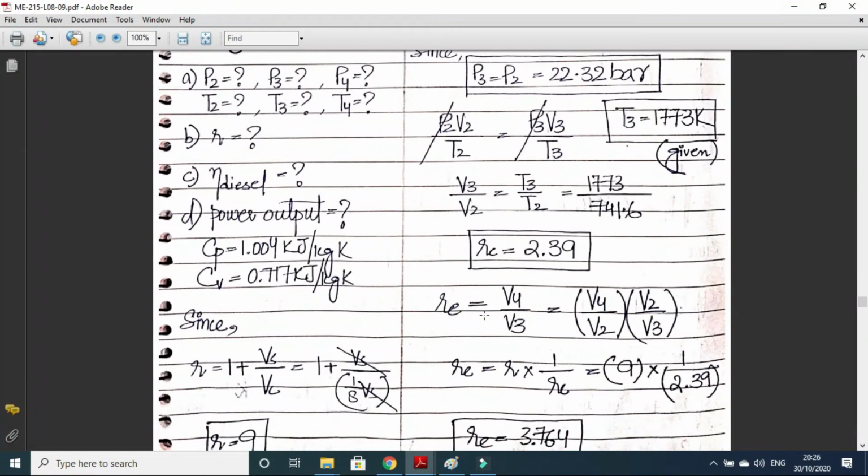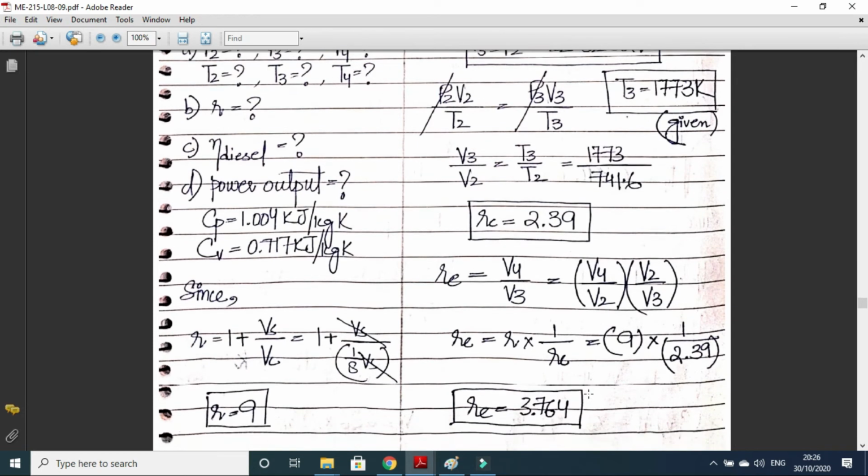So the expansion ratio is V4 upon V3, and V4 upon V3 we just saw in the last numerical. V4 upon V3 can be written as V4 upon V2 times V2 upon V3. V4 upon V2 is R, V2 upon V3 is RC. So we can calculate the expansion ratio, which is V4 upon V3.